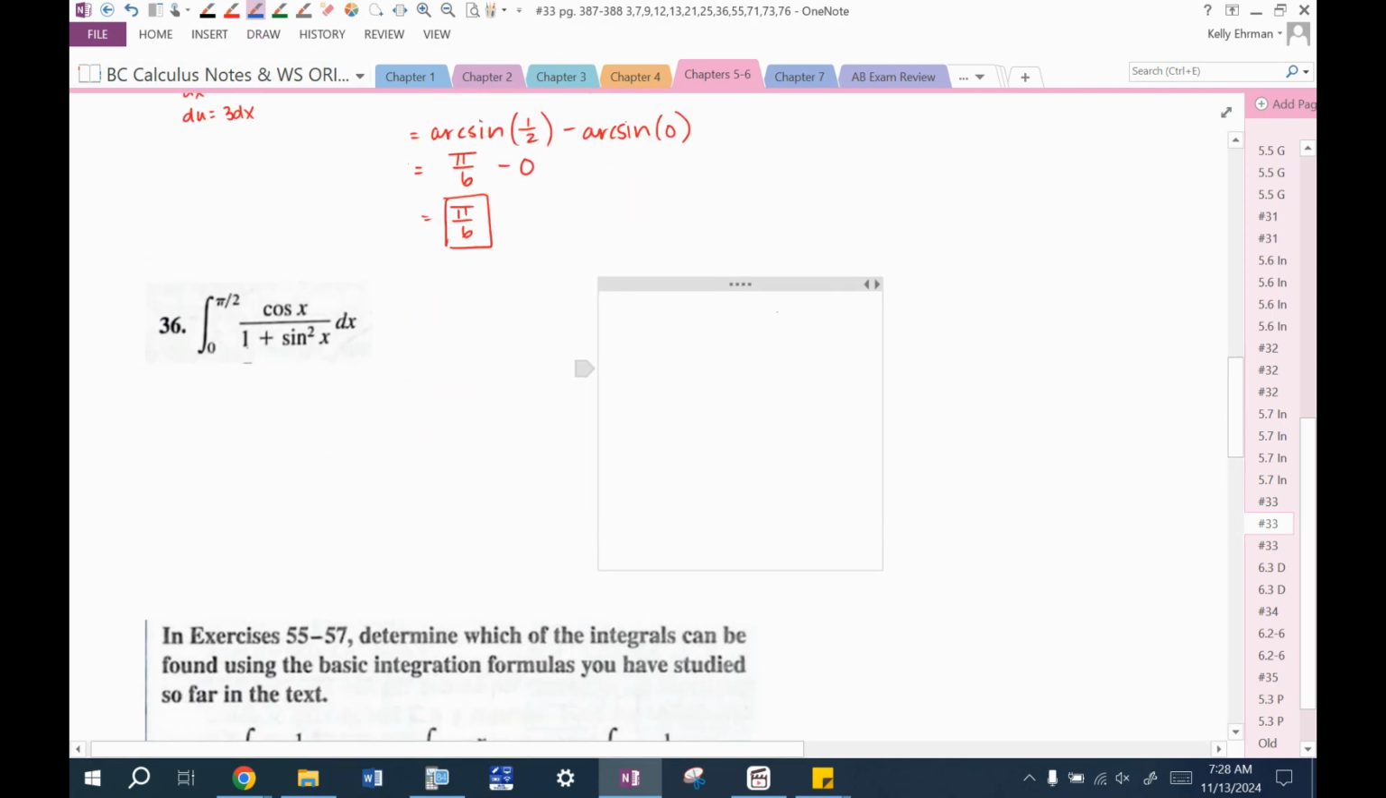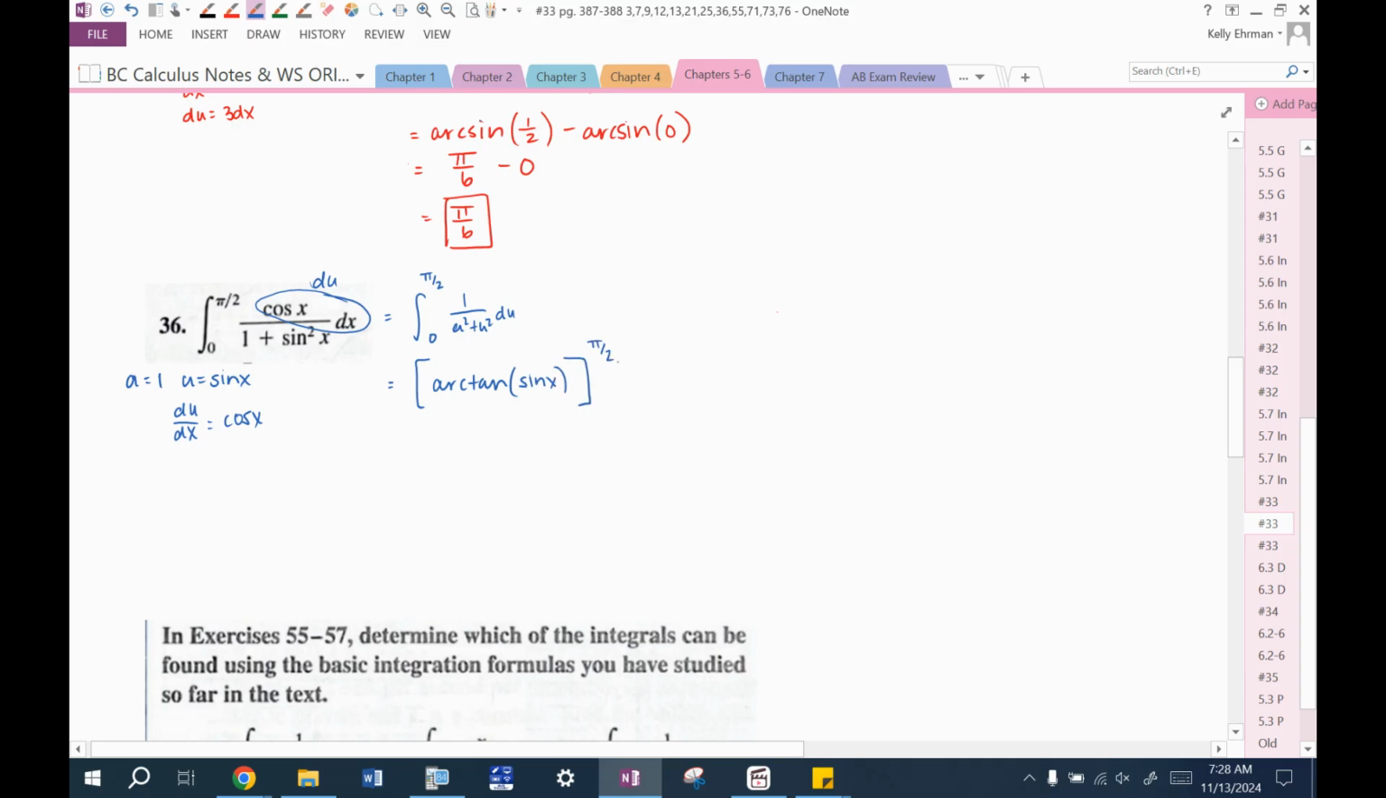Okay, for this one, a would be 1. u would equal sine x. du/dx would equal cosine x. Cosine x dx we have, so that's du. So this is the integral from 0 to pi over 2 of 1 over a squared plus u squared du. That's equal to 1 over a, so 1 over 1, arctan of u over a, sine x over 1, evaluated from 0 to pi over 2.